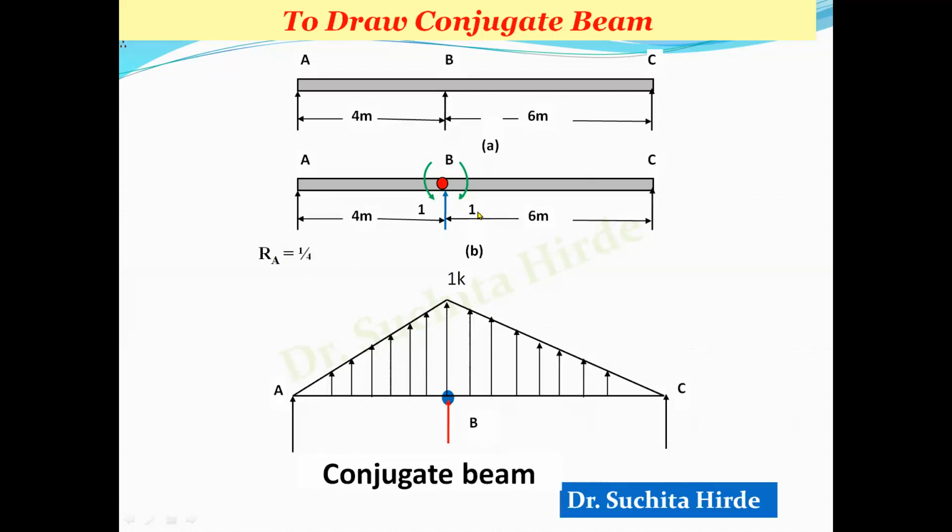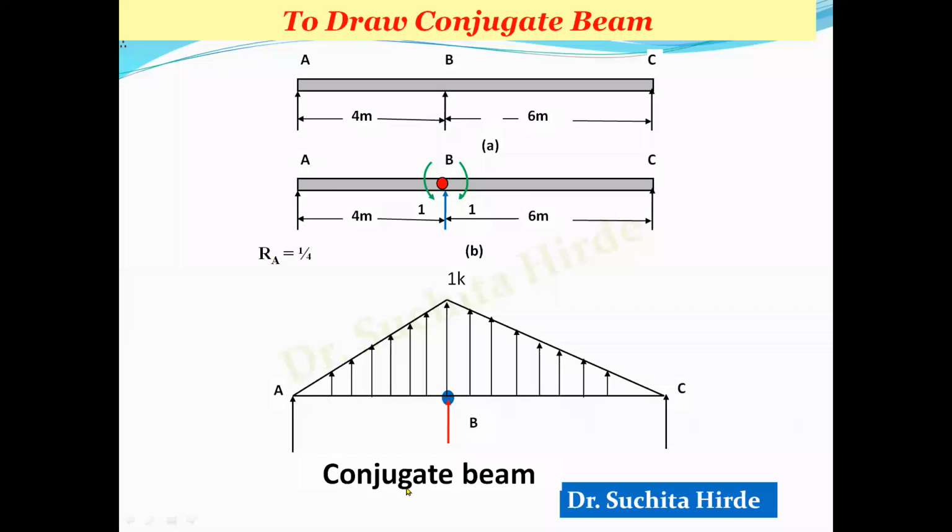So the support conditions look alike, but it is this hinge which has become a support, and it is this reaction which is now a hinge here. And this is the bending moment diagram, which is nothing but the load on the conjugate beam. So here it is 0 and here it is 1. So this is how to draw the conjugate beam for this case.